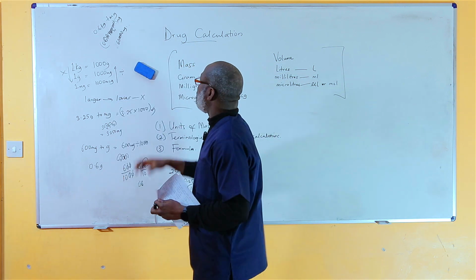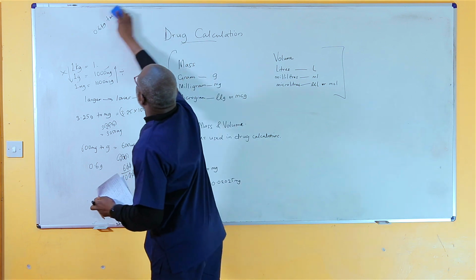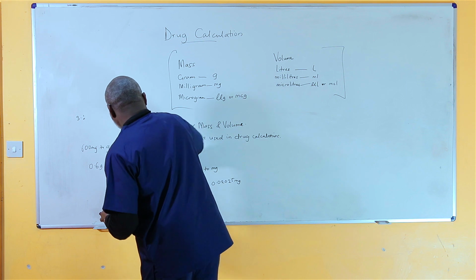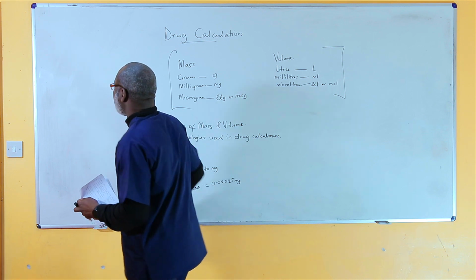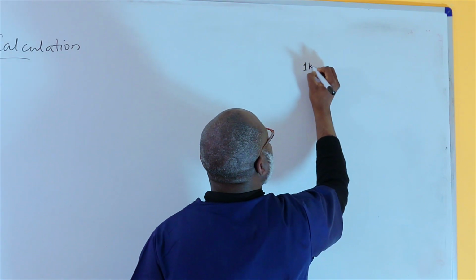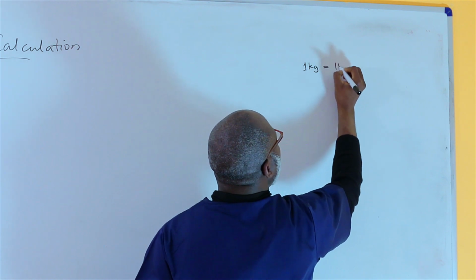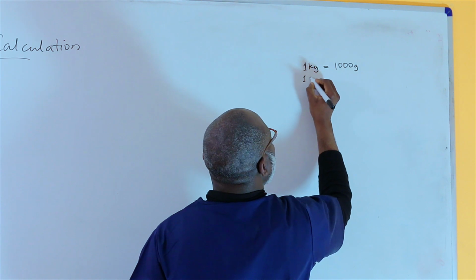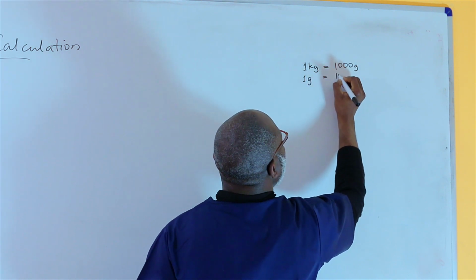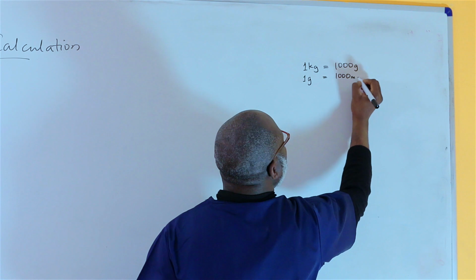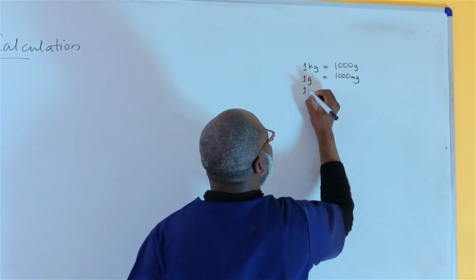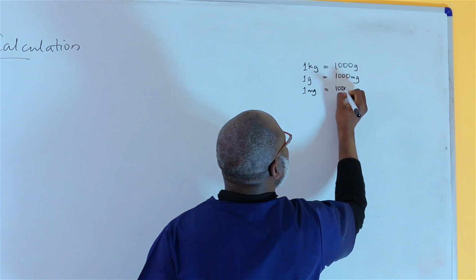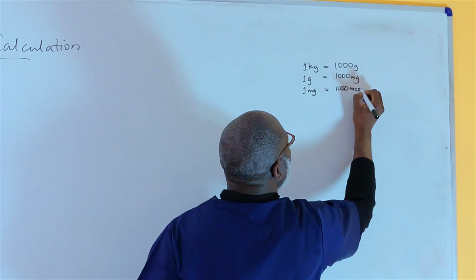Okay, so let me go over this again. One kilogram equals 1,000 gram. 1 gram equals 1,000 milligram. 1 milligram equals 1,000 microgram.